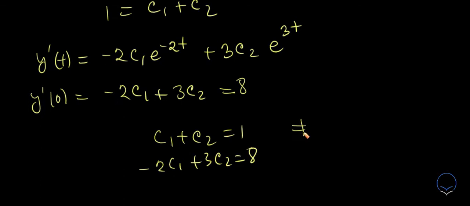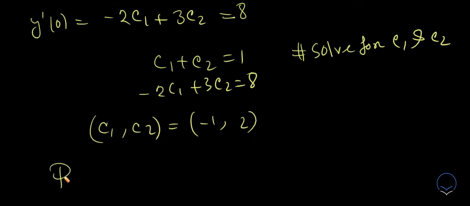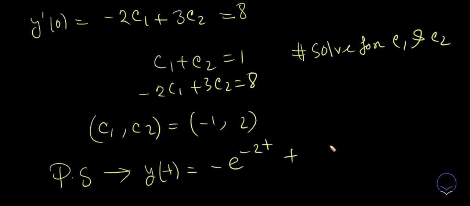Now you just need to solve for C1 and C2. If you do that, the solution will be C1 and C2 are respectively minus 1 and 2. So our particular solution, that is PS, is just minus e to the power minus 2t plus 2 e to the power 3t. This is how you can easily solve when the roots are distinct.